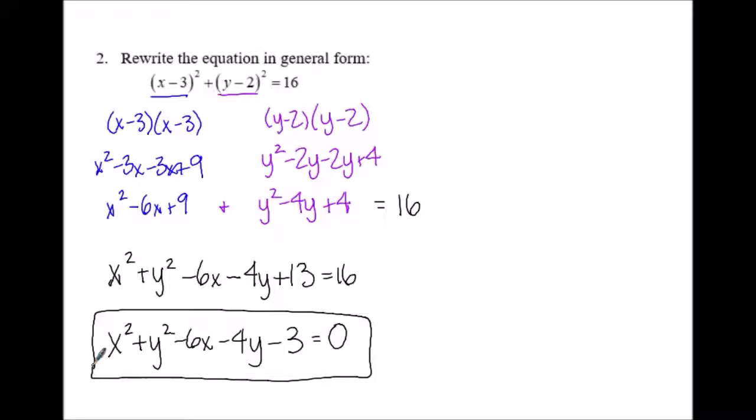And if you notice, earlier we said that a and b, which are the coefficient of x^2 and the coefficient of y^2, have to be equal to each other and not equal to 0. And you can see that we have one x^2 and one y^2 here. So we know that this is the equation of a circle.